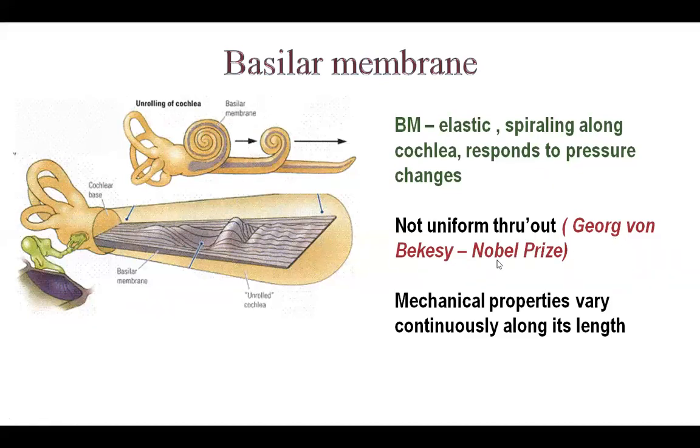Georg von Békésy won the Nobel Prize for determining the structure and the mechanical properties of the basilar membrane. He said that the mechanical properties vary continuously along its length. The basilar membrane is not uniform. Now let us see why this is important.